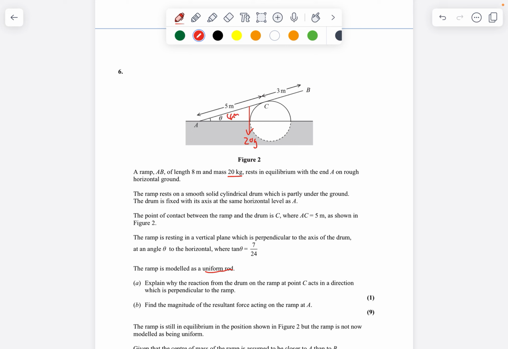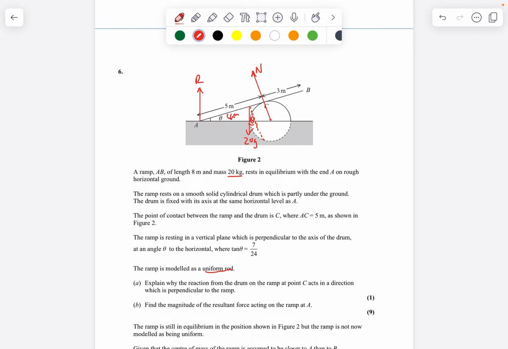Okay, we have got a reaction force here where the ramp is making contact with the ground. We have got a reaction here where the ramp is touching the drum. Remember that we are going to want to resolve this perpendicular to the rod, and that angle is going to be theta. Right, okay, so now let's get started.